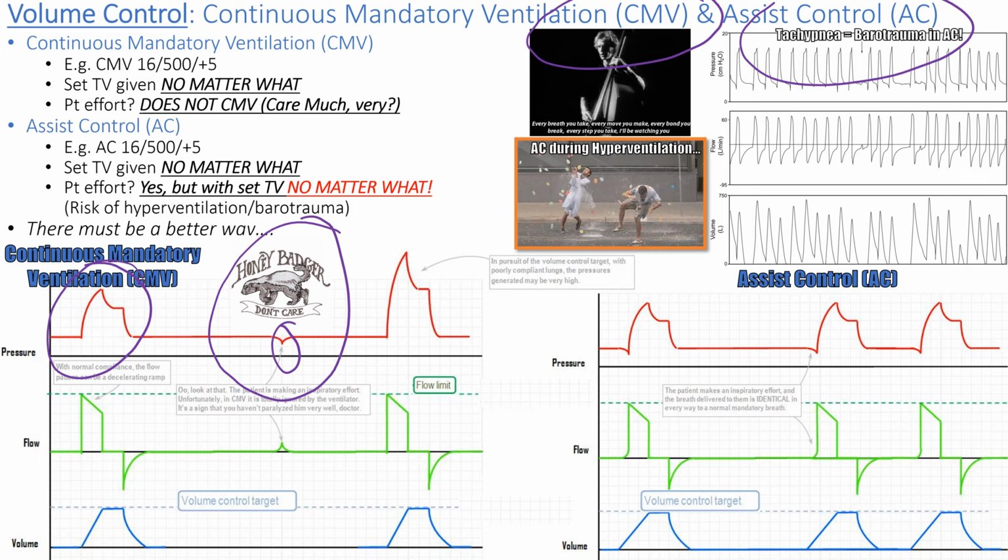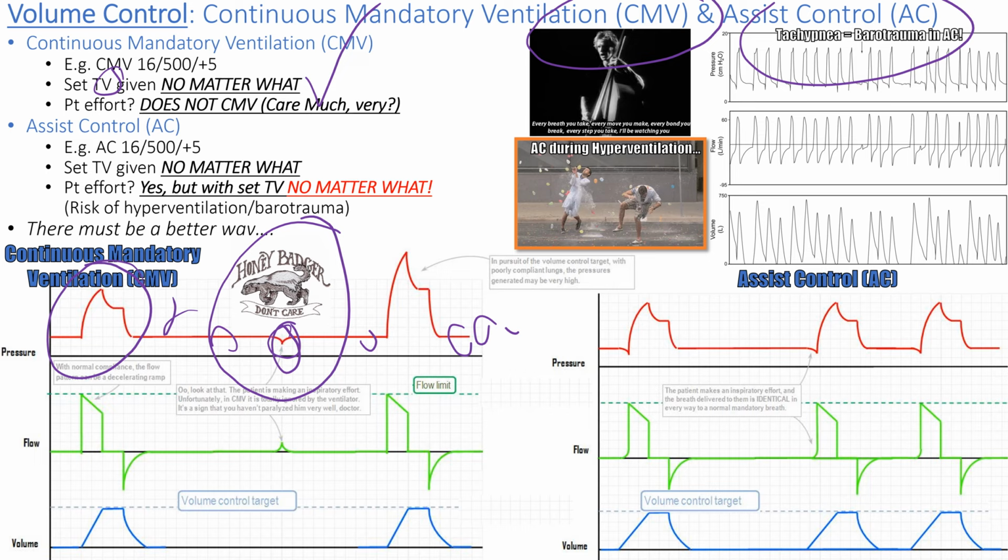So CMV is where you say give 400 cc's tidal volume, no matter what. Don't care what the patient's doing. All right? Patient breathes 30 breaths a minute. You can see 30 little inflections on this little line right here. But the ventilator is going to be delivering all the volumes. It's taking over. So patient effort does not matter much. I don't have a good analogy or mnemonic for that one.